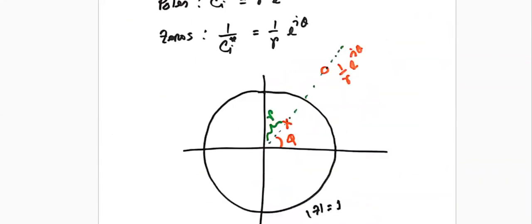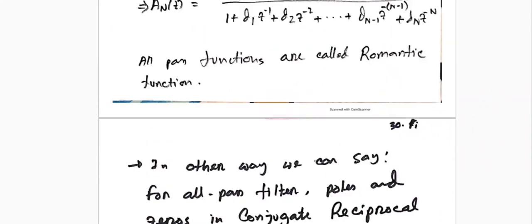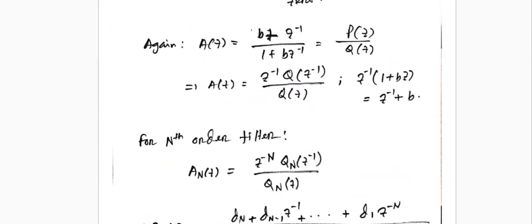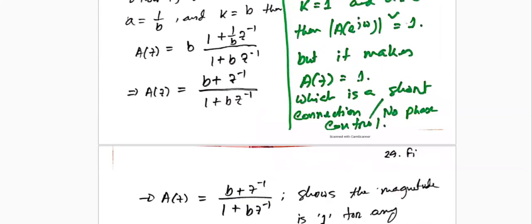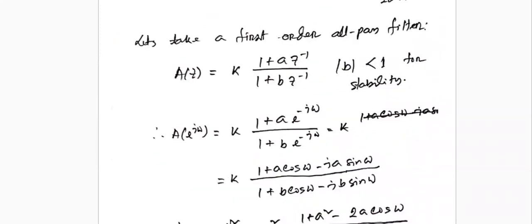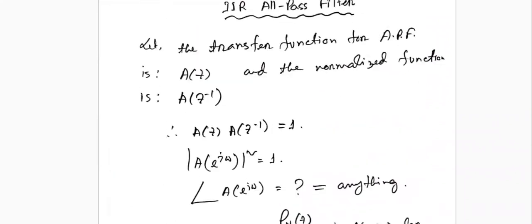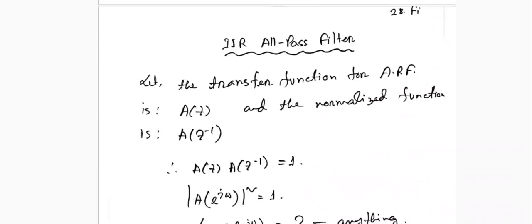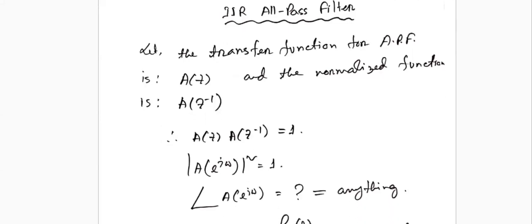How we can start designing the all pass filter. That is the portion we'll talk about. Of course, the all pass filter is an IIR type filter. No doubt about that, because there the phase response is also non-linear. Okay, so we start step by step.